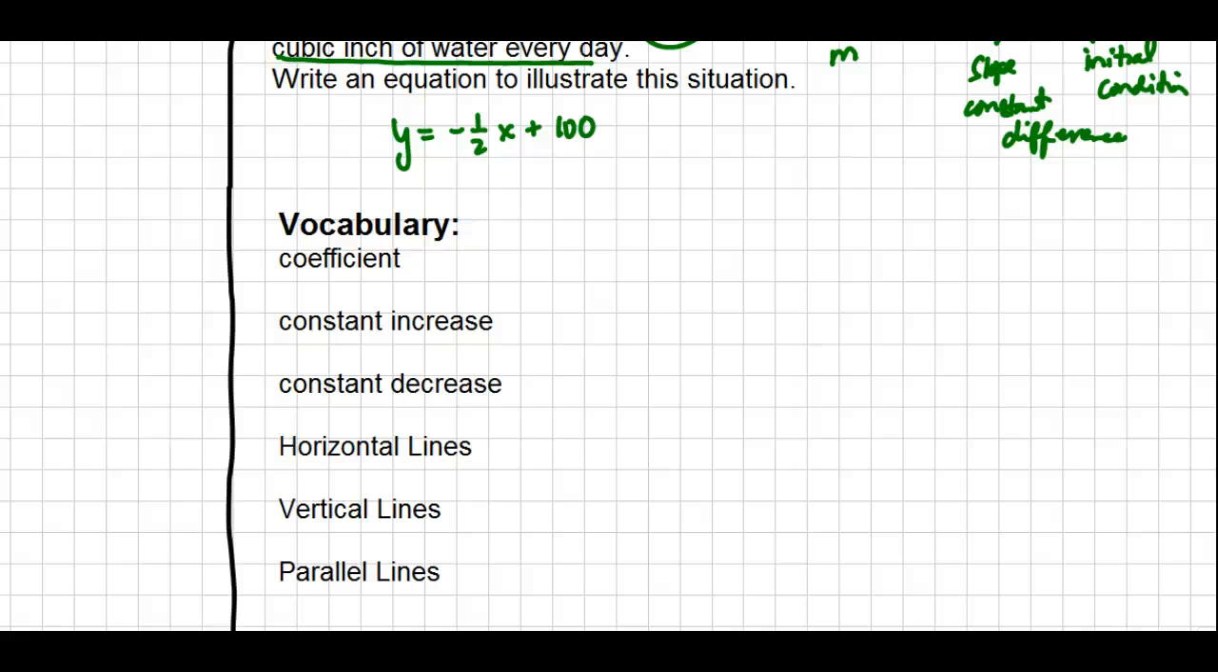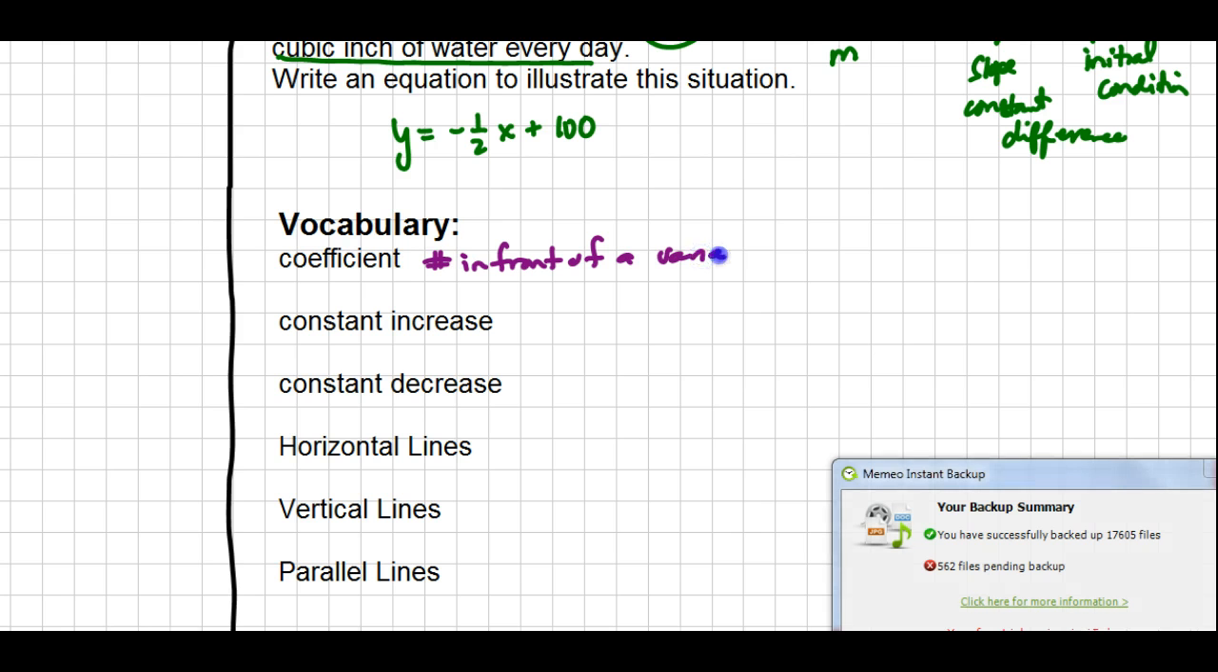Lastly, there are some vocabulary words that students need to make note of. In the homework, there may be mention of things that are considered coefficients. That should be a review item for students, but I just wanted to quickly mention it, that a coefficient is the number in front of a variable.